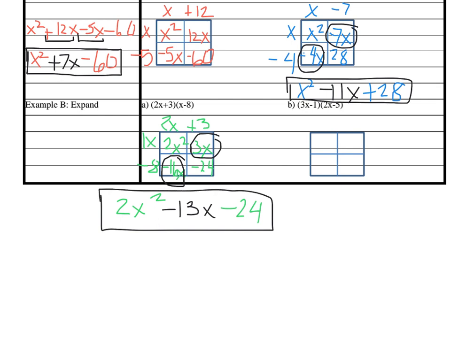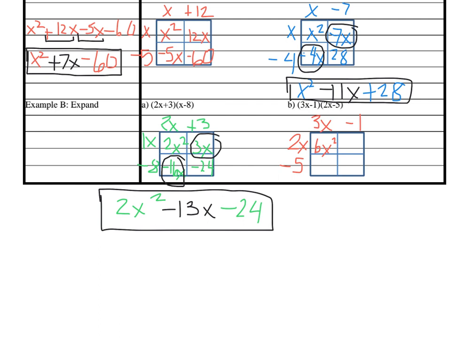Alright, next one, expand 3x minus 1 and 2x minus 5. So we have coefficients in front of both variables here, 2 and a 3. So we just start out by doing 2 times 3 is 6. And then we just don't forget that we have x times x, so x squared. Again, you can just kind of break it up one chunk at a time.